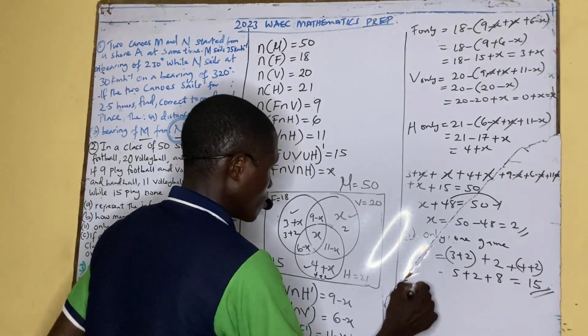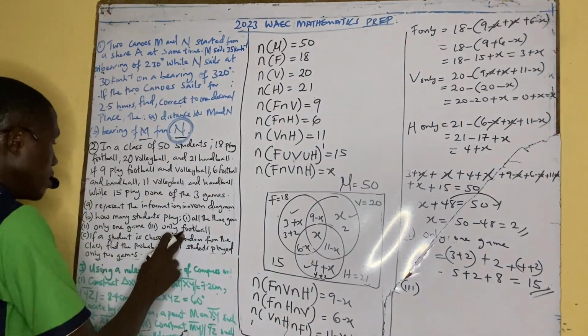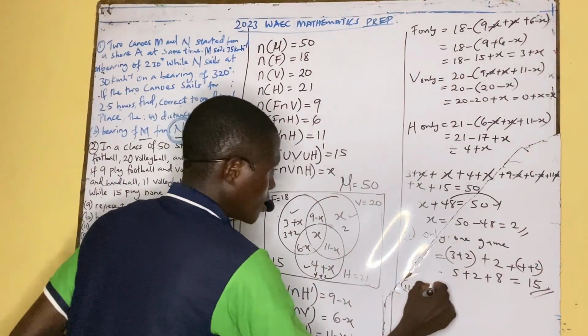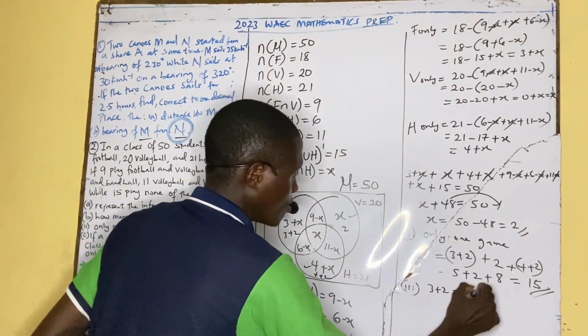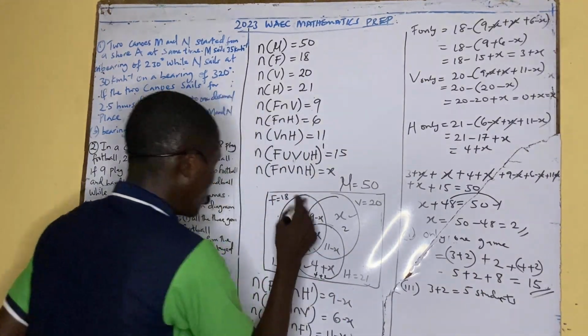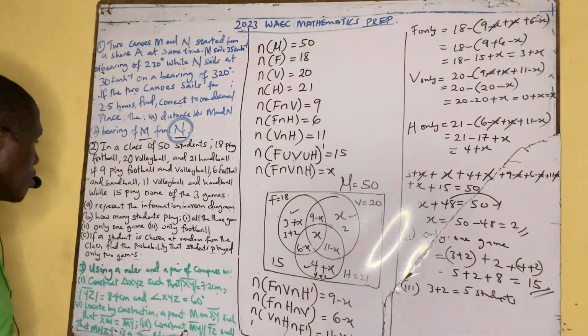Roman figure 3, only football. The only football here is just 3 plus 2, which is 5 students. So it's as simple as that. This is the only football here. So that's the major one, football.